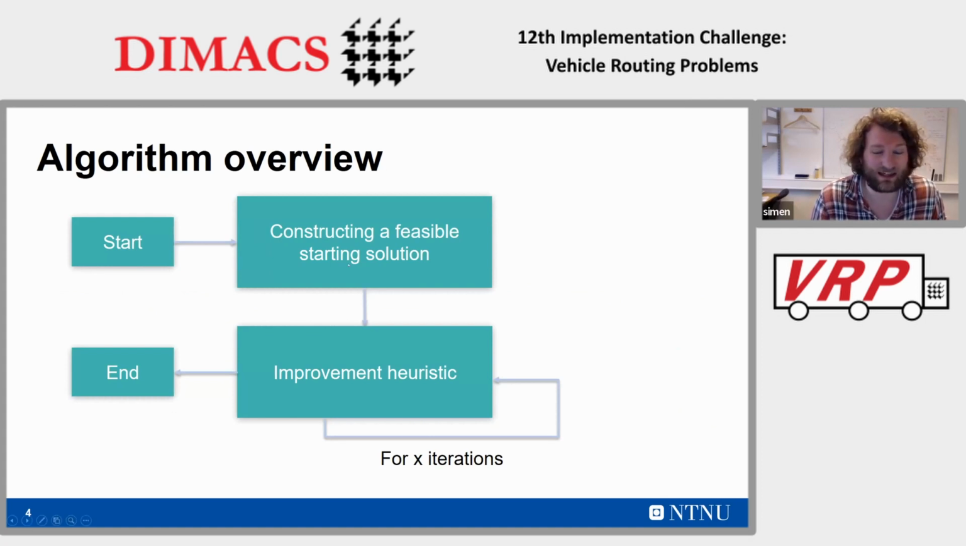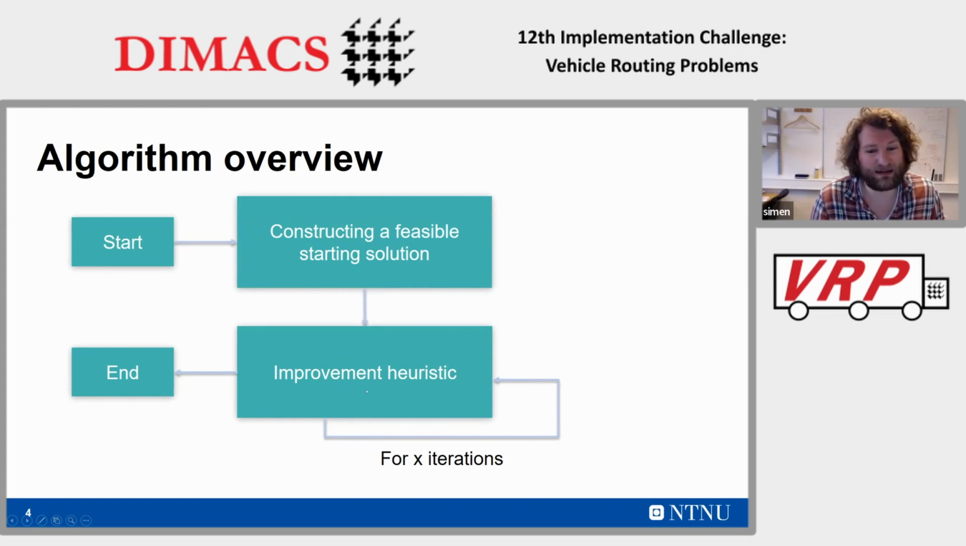So our plan was basically just to construct a feasible starting solution that should be pretty good. And then we give the routes from this starting solution to the improvement heuristic. And then for a number of iterations, we try to improve it. So that was our plan.